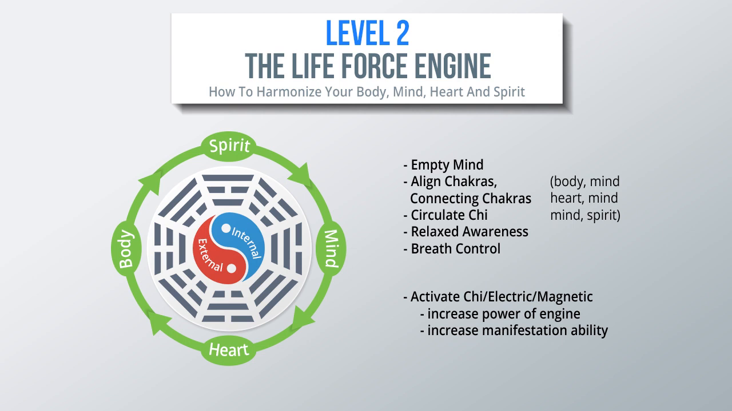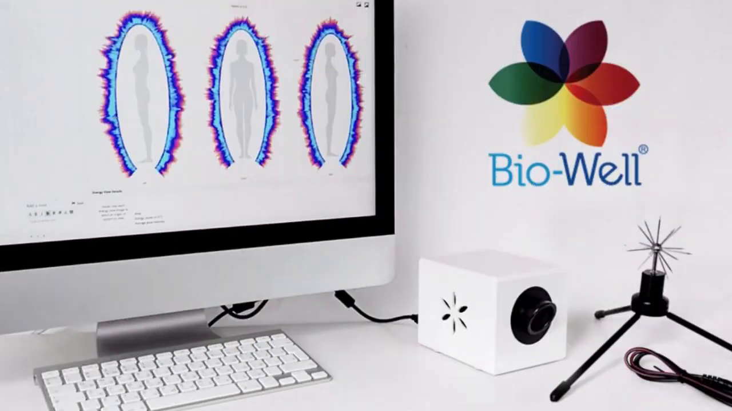Now, let me show you this new software and this new technology that I've been using that helps you visualize what I'm talking about. All right, so here's some new technology that I've been using. It's called the GDV camera. And what it does is it takes pictures of your aura with your hands.